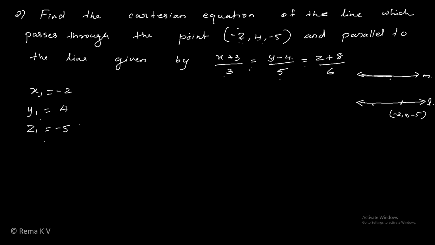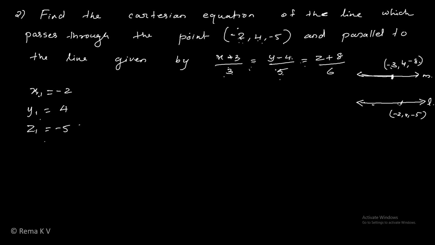Can you say the point through which this line passes? See, this is of the form x minus x1 by a equals y minus y1 by b equals z minus z1 by c. Since we consider x1, y1, z1 as a point on this line, let us take this as x2, y2, z2. So a point on this line is given by -3, 4, -8. See, this is the point here, x minus -3, y minus 4, z minus -8.